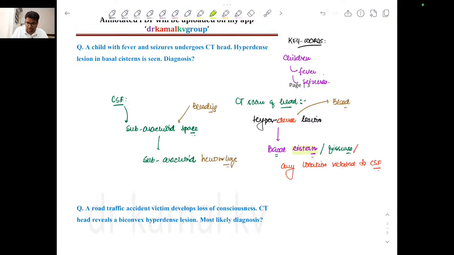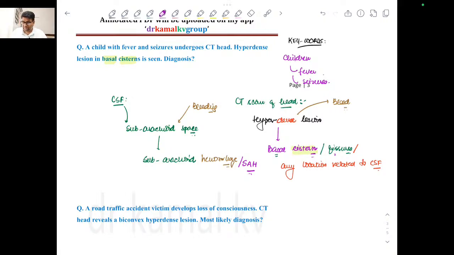Right? So this is how this particular clue is giving you an idea that this question is about subarachnoid hemorrhage. Okay, so what is the answer here? Subarachnoid hemorrhage. Whenever there is any mention of bleeding in basal cisterns or fissures like the Sylvian fissure, you should think of bleeding in the subarachnoid space, and the entity is subarachnoid hemorrhage.